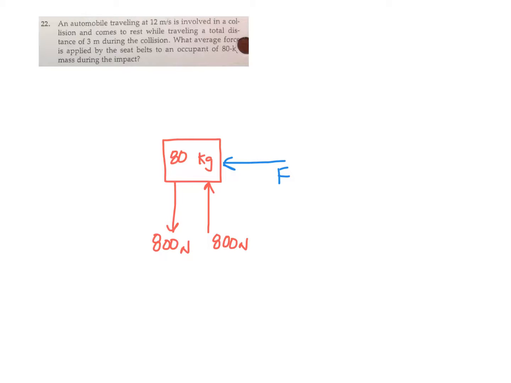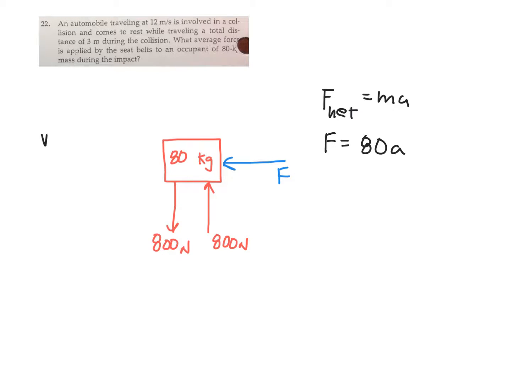And at this point it's essentially just a straightforward F net equals MA problem, where F net is just the F, equals 80 times A. Now, it seems like we don't know A, but once again, there's enough clues in here, and we had a problem, I think, similar to this a while back, but we're going to use uniform acceleration. I'm doing this kind of backwards here.